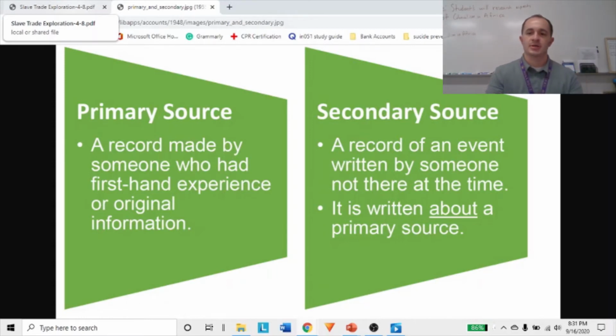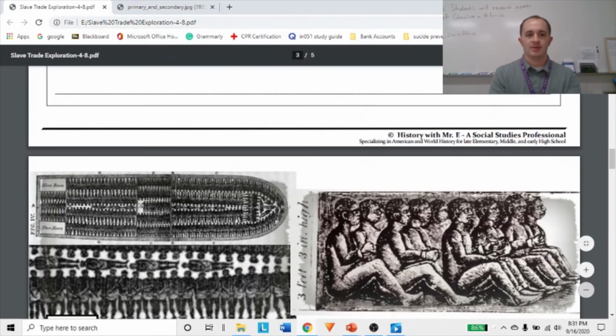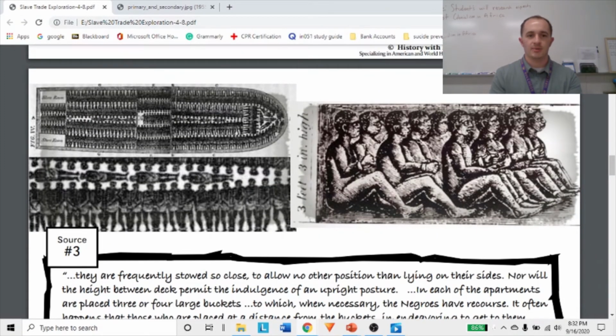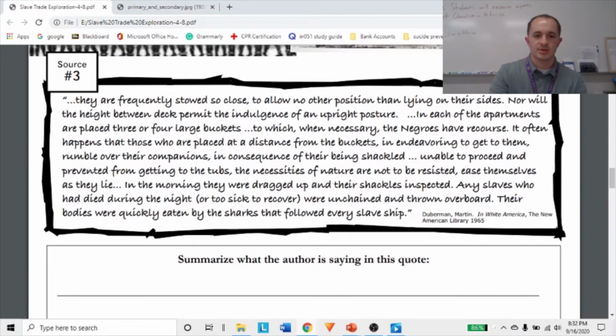So moving on to source number 3, we have an image or a diagram of what a slave ship looked like or how it was laid out. And then we have some writing. And so the directions are summarize what the author is saying in this quote. We have a really long quote here, and so we need to write it down, summarize it, put it into our own words, and explain what he was saying.